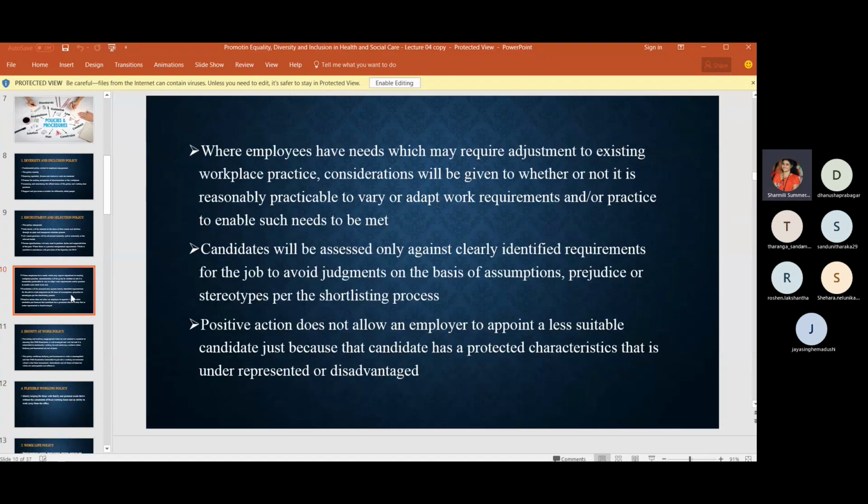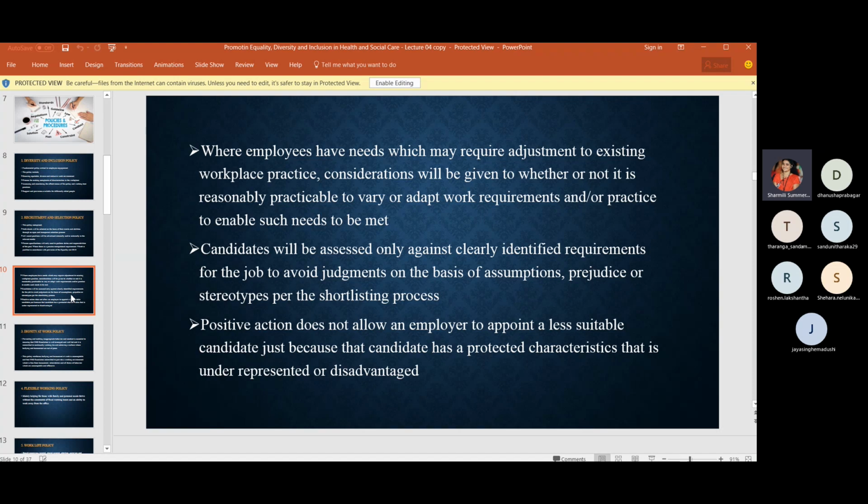So the next one is where employees have needs which may require adjustment to existing workplace practices. Consideration will be given to whether or not it is reasonably practicable to vary or adapt. So this means normally the policy and the procedures could also vary according to the employees' suggestions, and if their suggestions are reasonable, we can change.